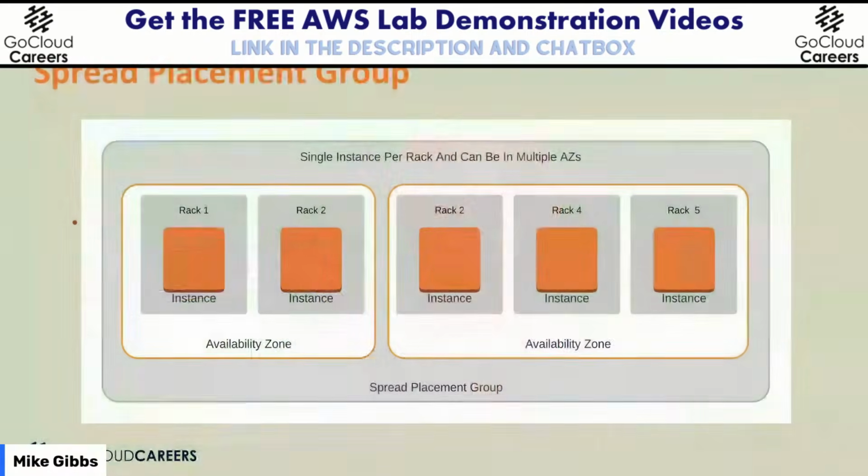Now, the alternative is a spread placement group. And what's a spread placement group? Well, if we know that it's a little too dangerous to stick everything in the same data center, otherwise known as availability zone, we can put our stuff in maybe 2 availability zones across a couple of racks. Now, this will give us much greater availability than something like a cluster placement group or even a partition placement group, but it's going to come at the cost of performance.